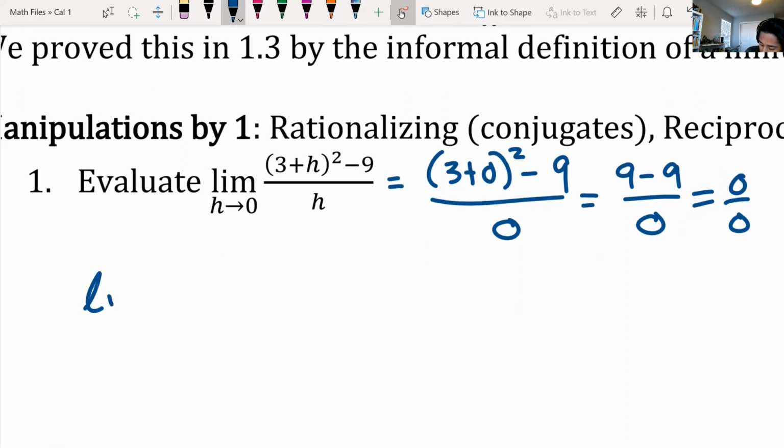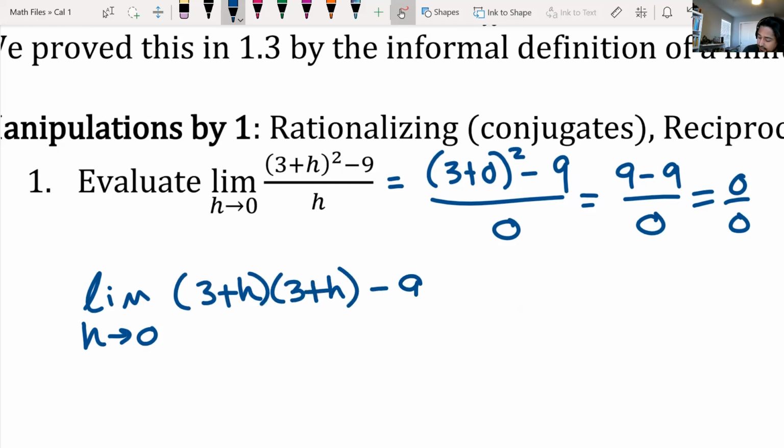So I'm going to rewrite it, the limit as h approaches 0. And now let's just go ahead and simplify this. 3 plus h squared. What are we going to have to do with that? What's your other fun favorite F word? There's factor and there's FOIL.